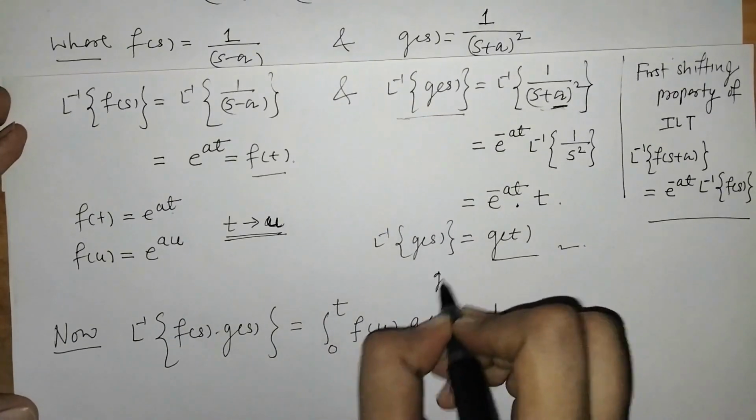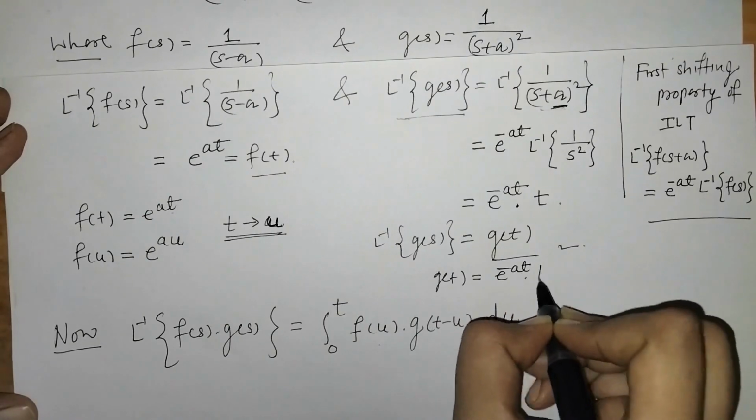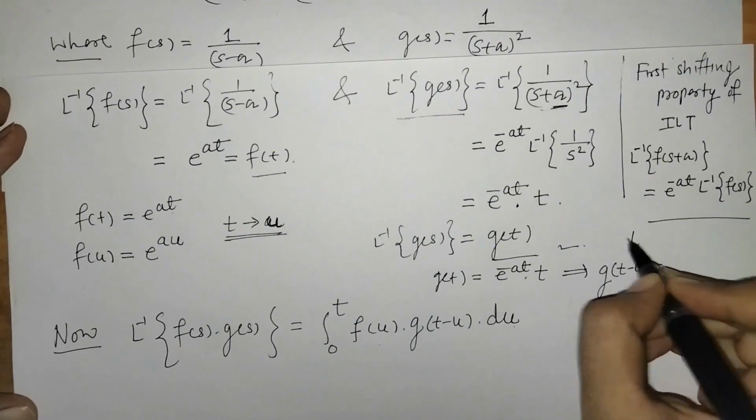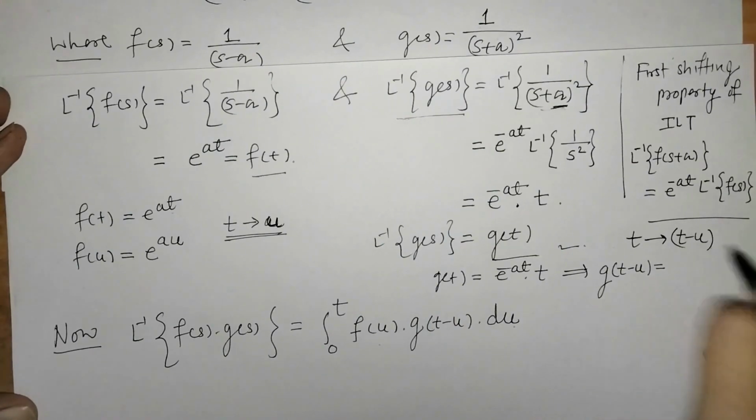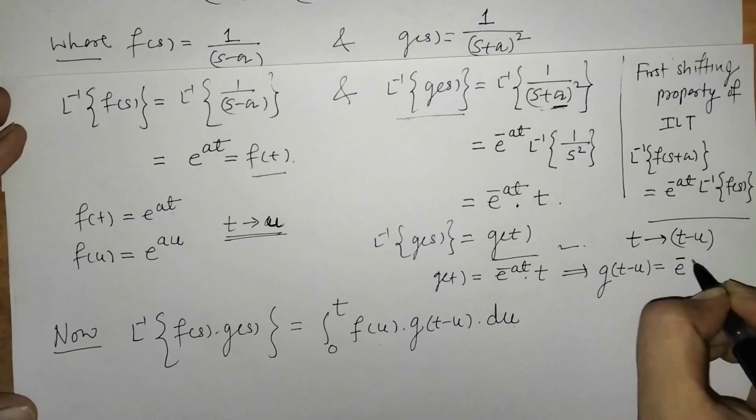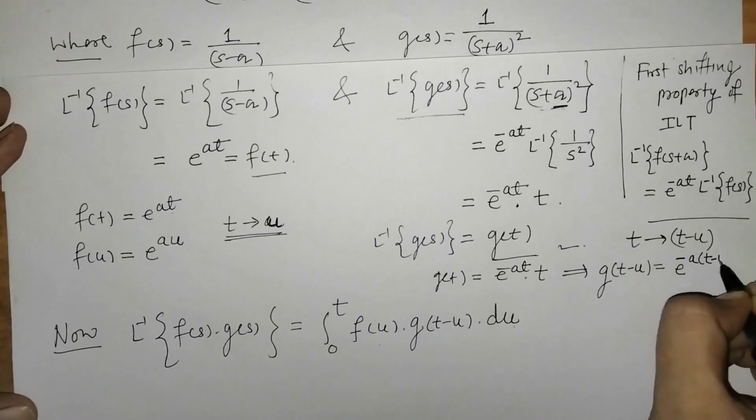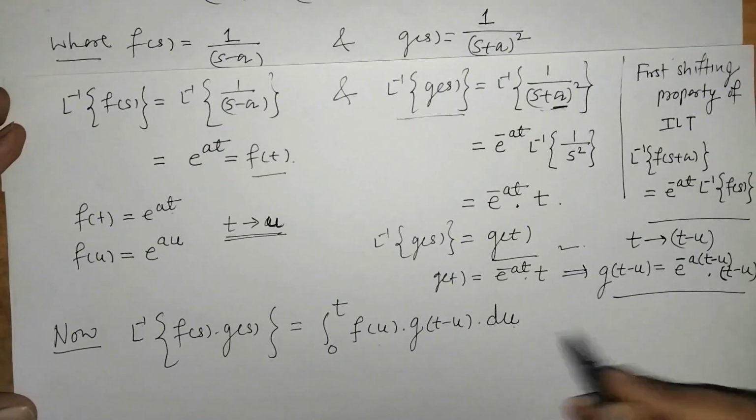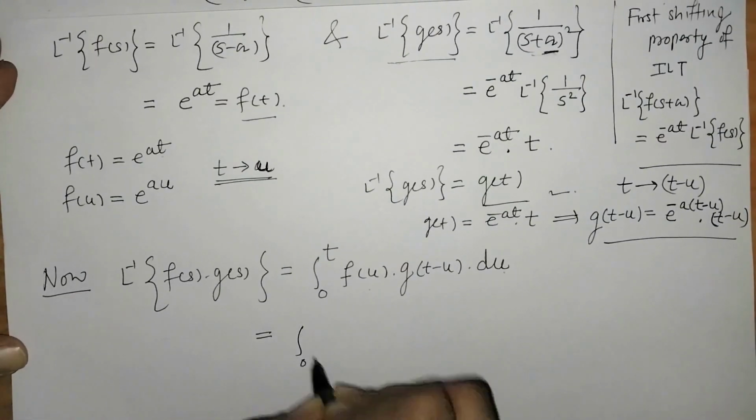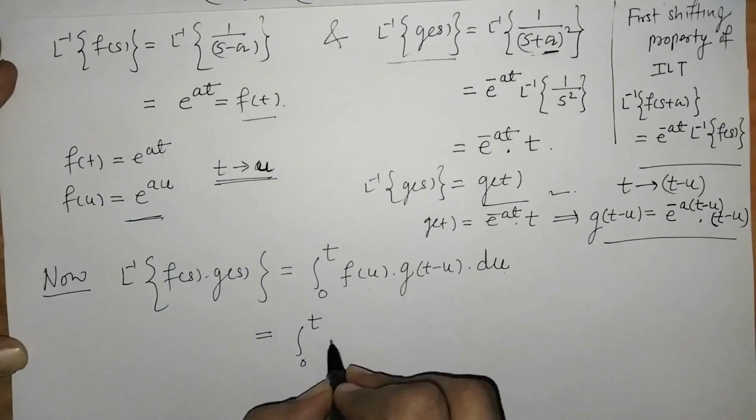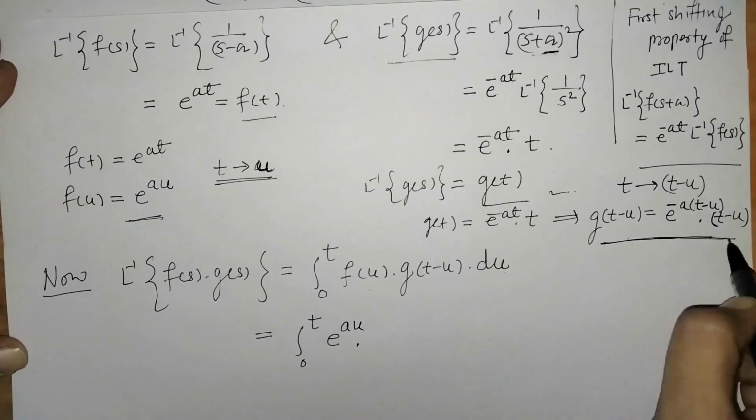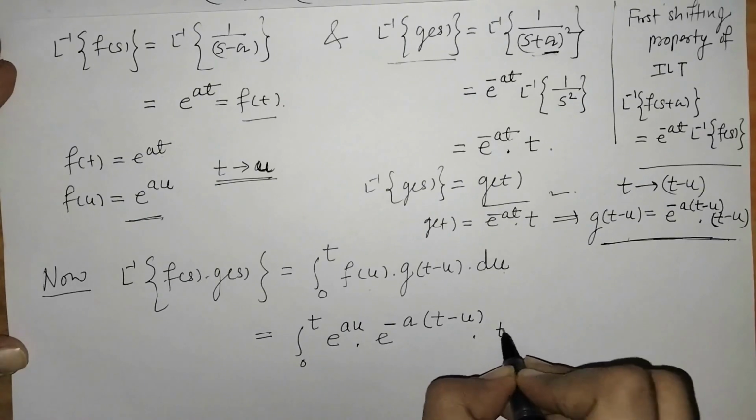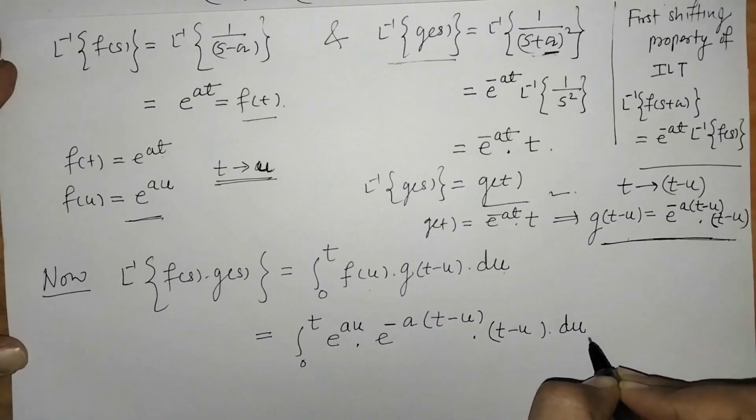And the same here, we have g(t) as e raised to minus at into t. So we want g(t minus u). What we have to do is replace t by t minus u. So we have g(t minus u) as e raised to minus a into (t minus u), and this t as t minus u, right? So we have to put down these two values here. So we have the integral within limits 0 to t of f(u), this is e raised to au, and g(t minus u), this is e raised to minus a into (t minus u) into this (t minus u), right? And this integral is with respect to u.